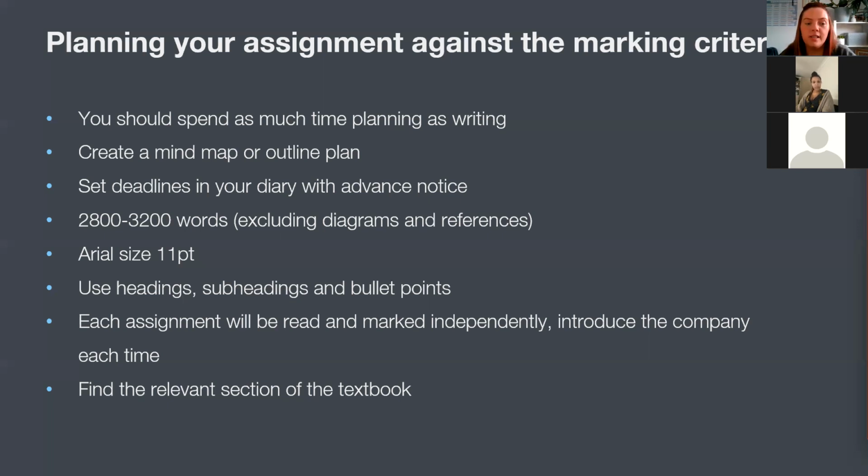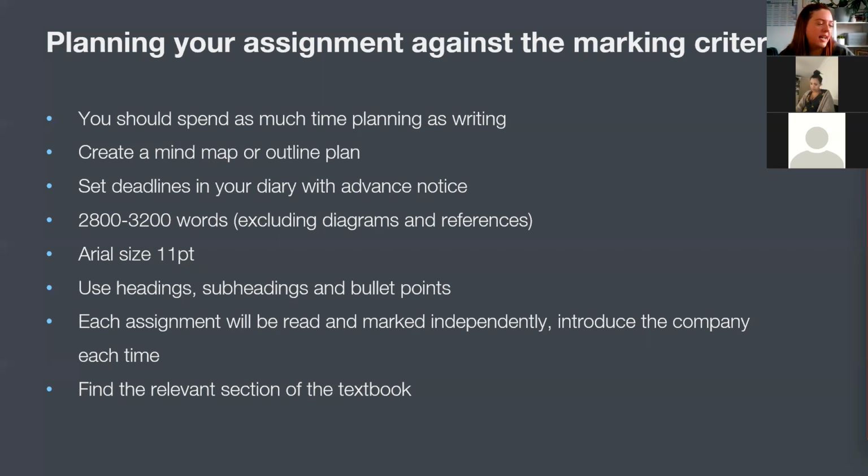So each assignment is going to be read and marked independently. You might have 3 pieces of coursework per module. For your first piece of coursework, you might introduce the company that you work for. When you move on to your second piece, don't think that you don't have to do that again, because that piece of coursework might go to somebody different and they don't know the company that you're talking about. So you can use that introduction and that context across all of your assignments if it works. You can't plagiarize yourself, so you can keep using that, that's fine.